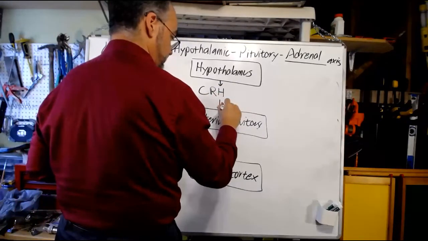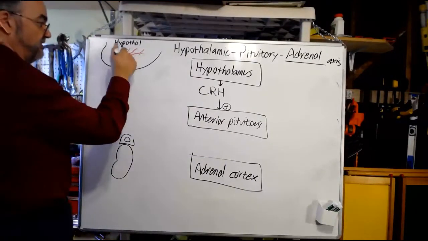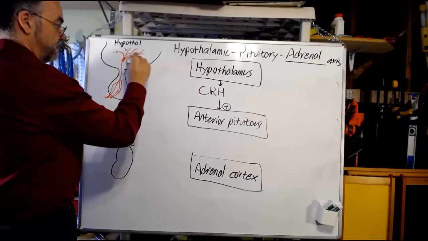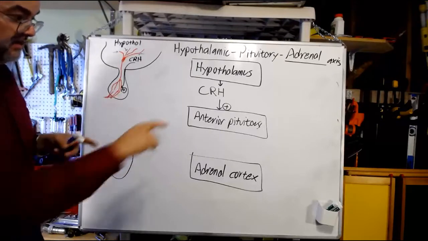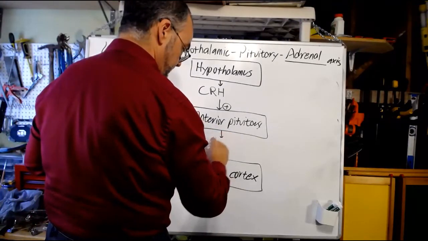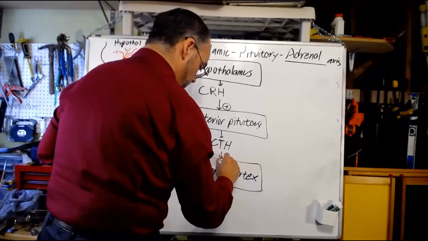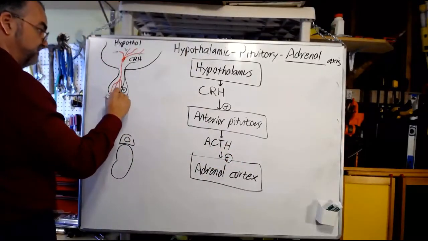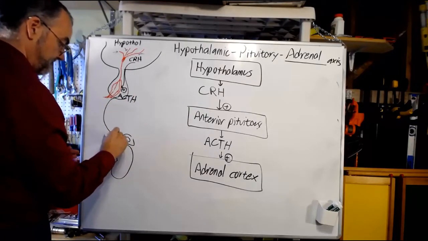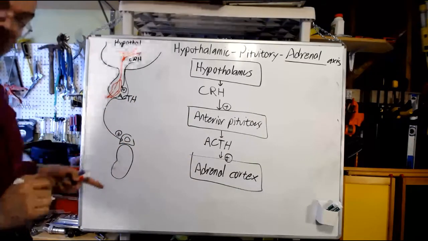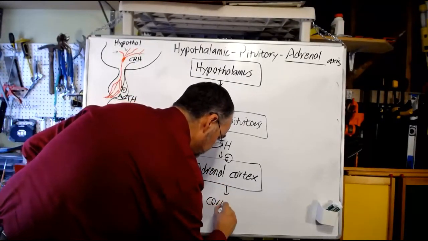The CRH has a stimulating effect on the anterior pituitary. So CRH from here stimulates the anterior pituitary, causing it to secrete its hormone, adrenocorticotropic hormone, ACTH, which has a stimulating effect on the adrenal cortex, causing the adrenal cortex to secrete its hormone, cortisol.